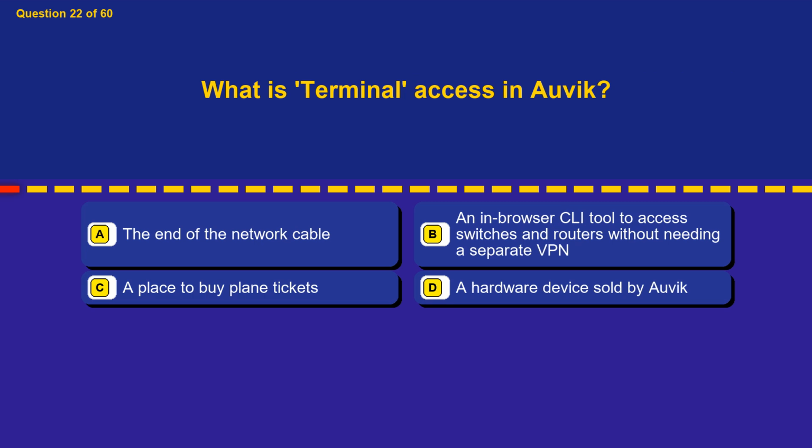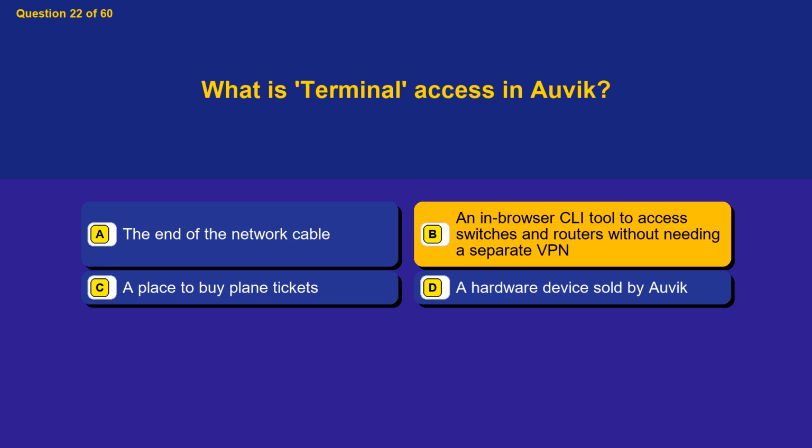Question 22. What is terminal access in Auvik? Option A. The end of the network cable. Option B. An in-browser CLI tool to access switches and routers without needing a separate VPN. Option C. A place to buy plane tickets. Option D. A hardware device sold by Auvik.